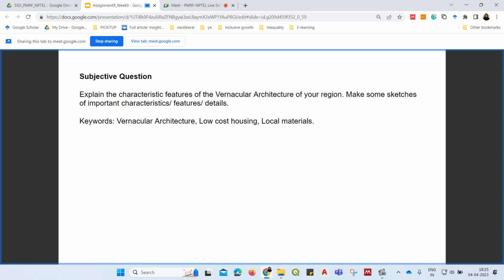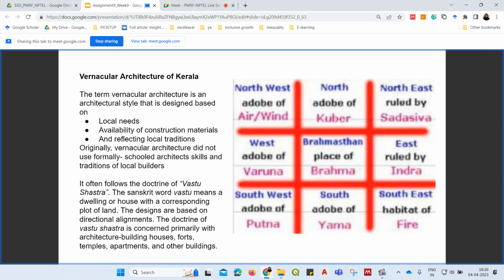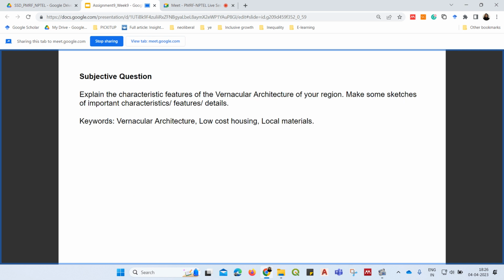Now we come back to our question. Our question is: explain the characteristic features of vernacular architecture of your region. And you have to do that making some sketches of important characteristics, features and details. So here I will explain to you the vernacular architecture of Kerala as an example, which you can take and emulate further to explain the characteristic features of the vernacular architecture of your own region.